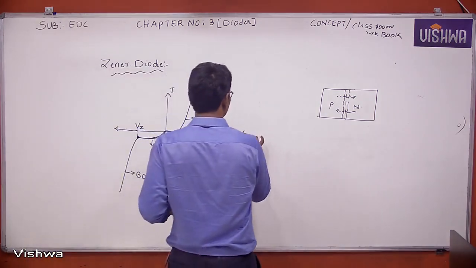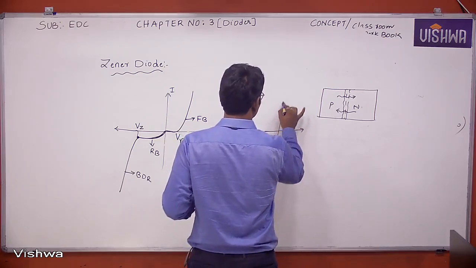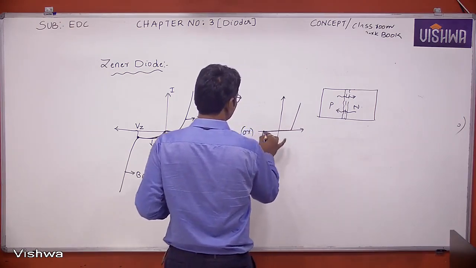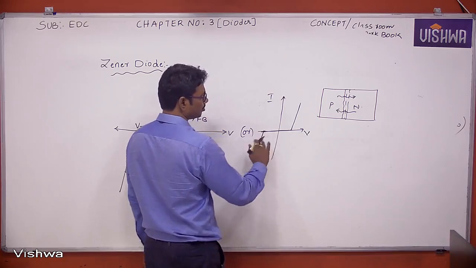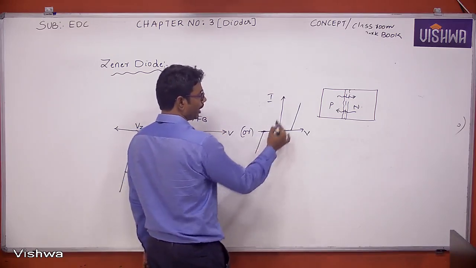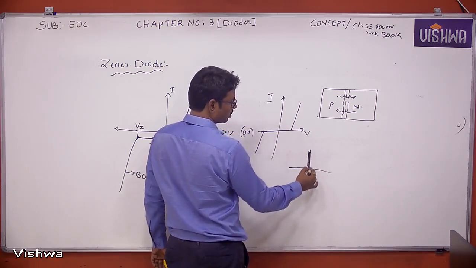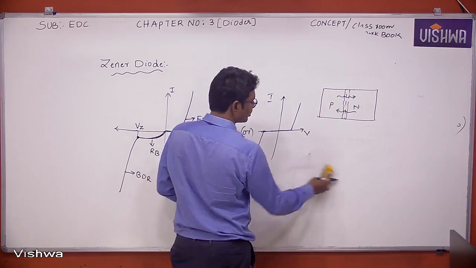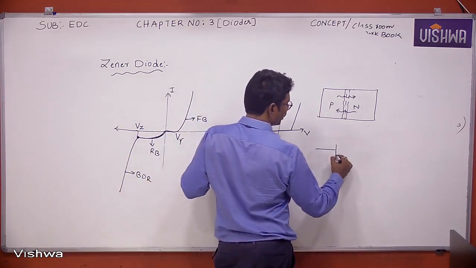If you see the ideal characteristics, the characteristics are like this. Here I am making some modification. The ideal characteristics are like this: the diode's ideal forward characteristics, and here like this. But here I am changing it in order to draw the symbol. This is the ideal characteristics.